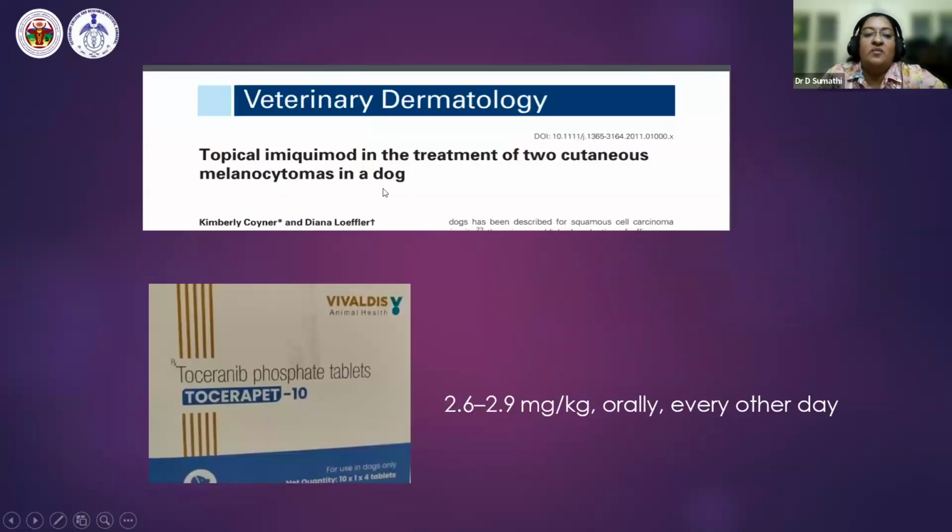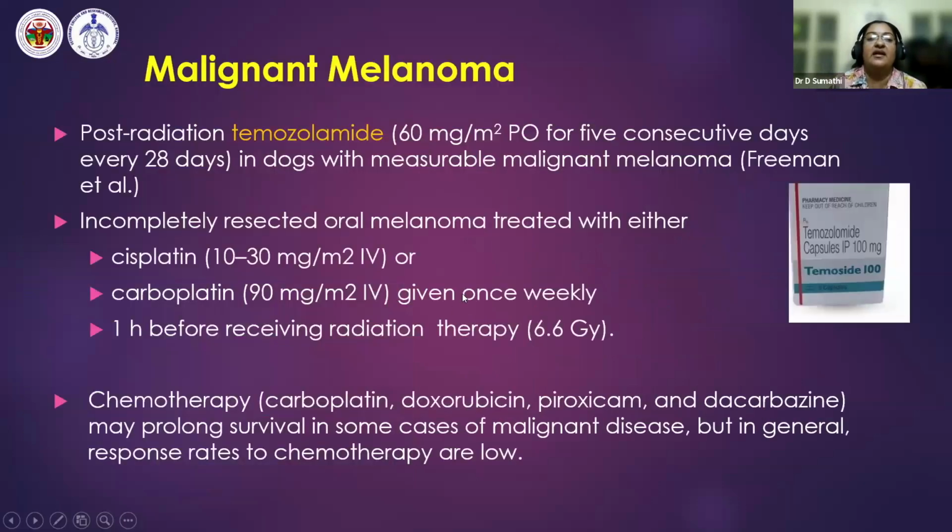In case of melanoma which is benign, you can go with imiquimod application, that is 5% imiquimod on the melanoma so that it can reduce the lesion. And there are also oral medications that you can use, such as 2.6 to 2.9 milligram of toceranib, which can be used orally every other day.